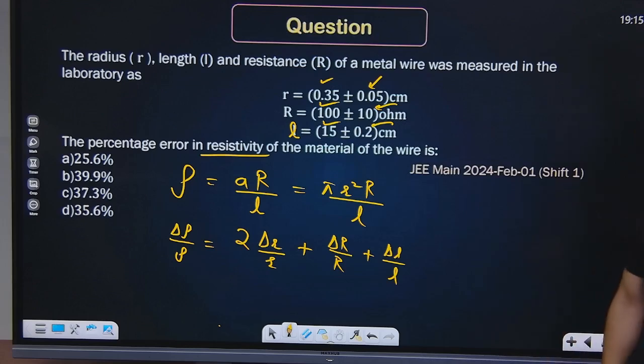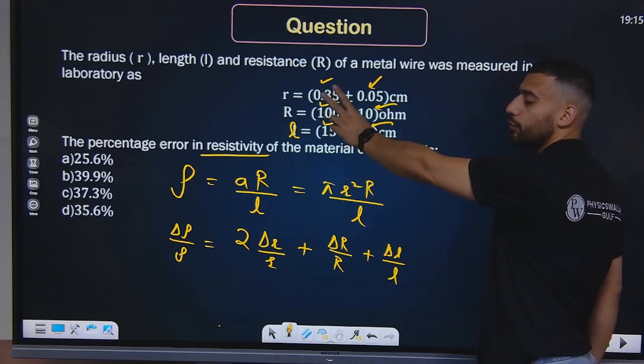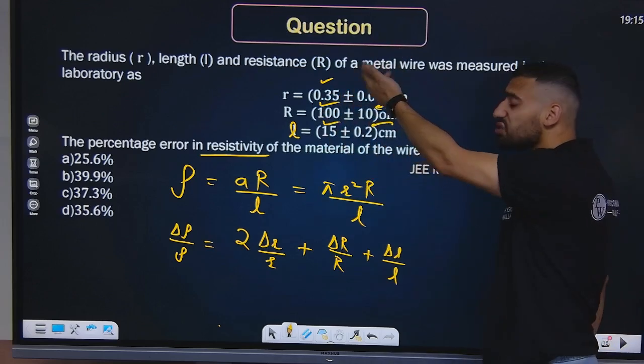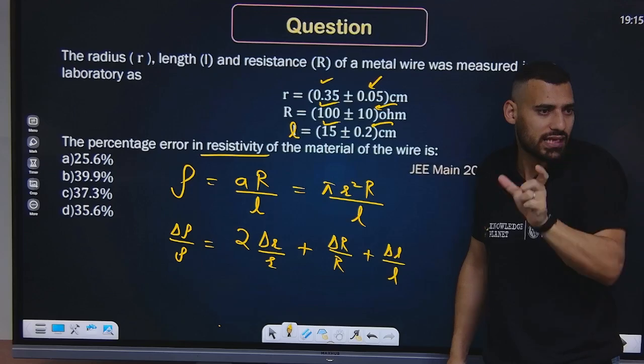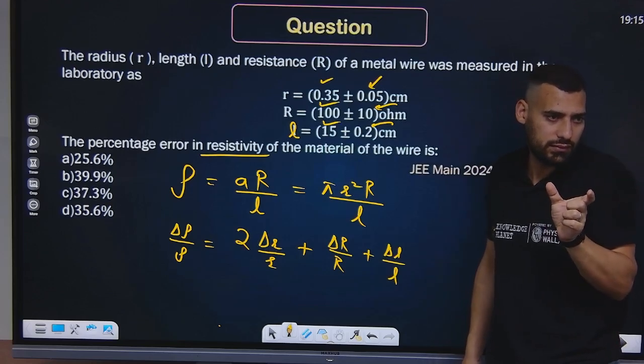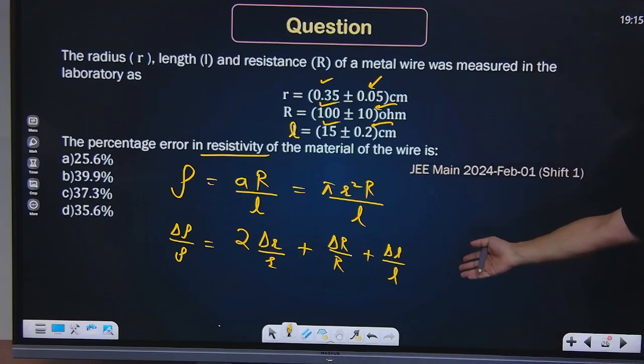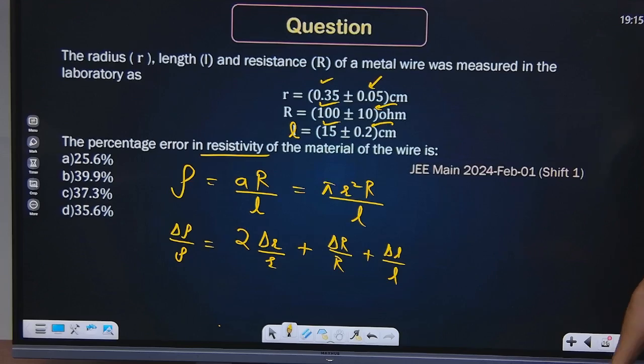Is that fine? So the value is 0.35, I know, but I'm not sure whether I should add 0.05 or subtract. That is the absolute error. Is that fine? Yes. Just put in the values. Class 11, error theory. This is error theory.